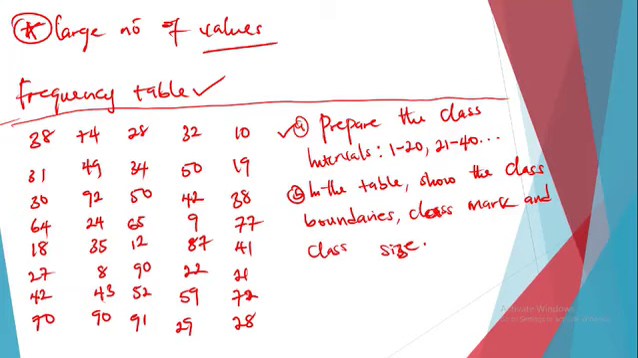So we are asked to prepare a frequency table which will contain the class boundary, the class mark, the class size, and also we should use the class interval 1 to 20, 21 to 40, and the rest of them. So let us go to the next page as we begin to solve this. Solution.